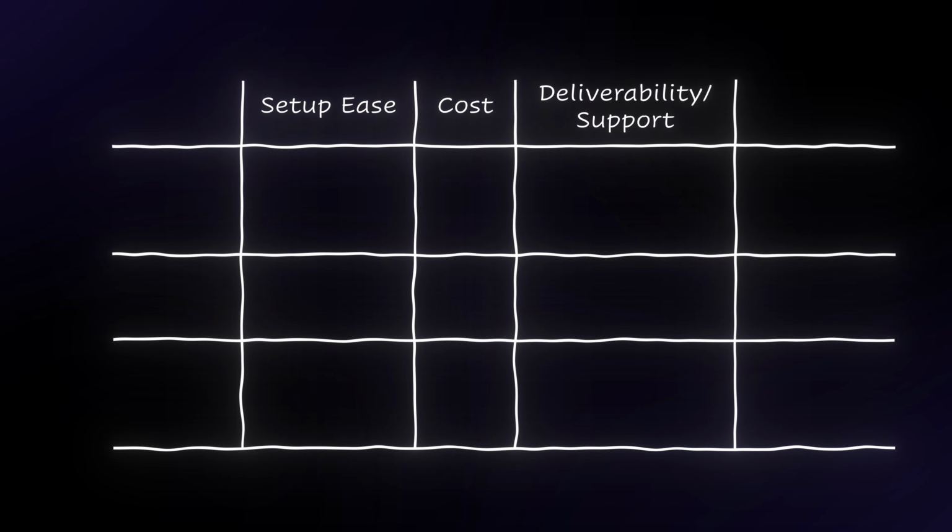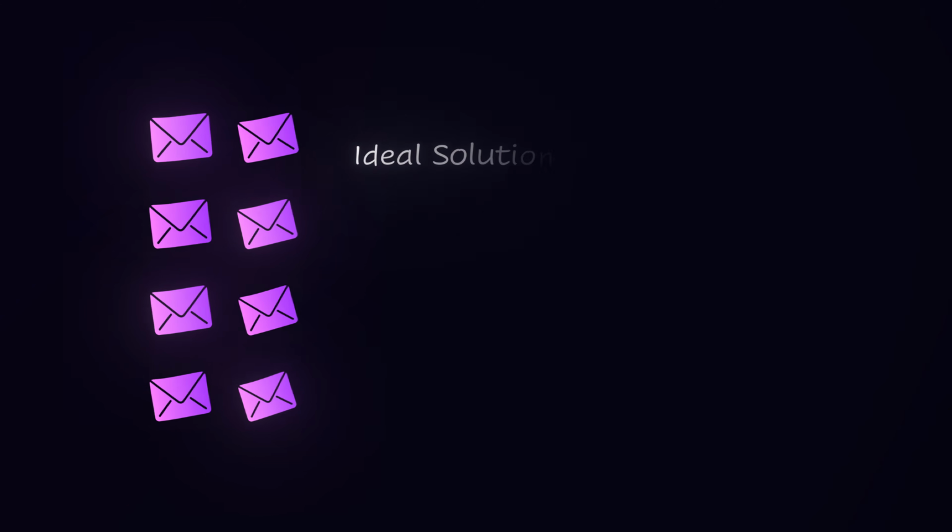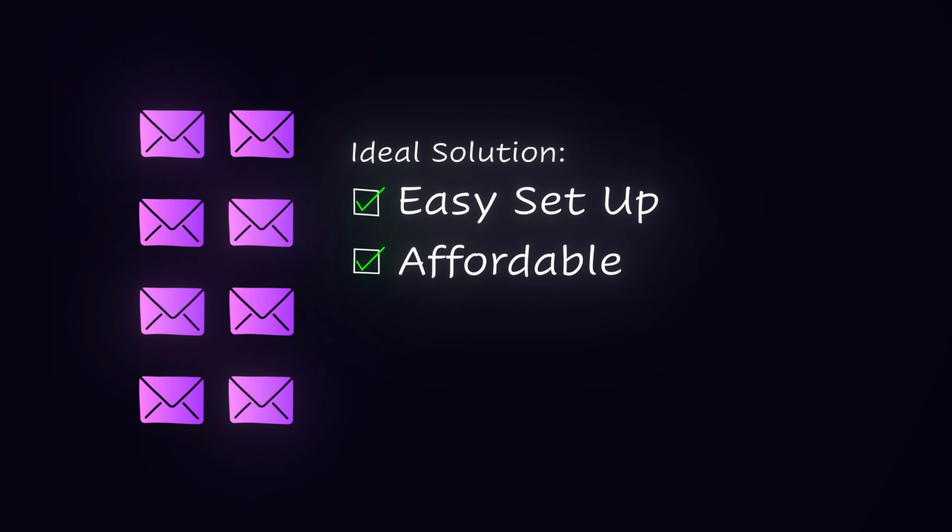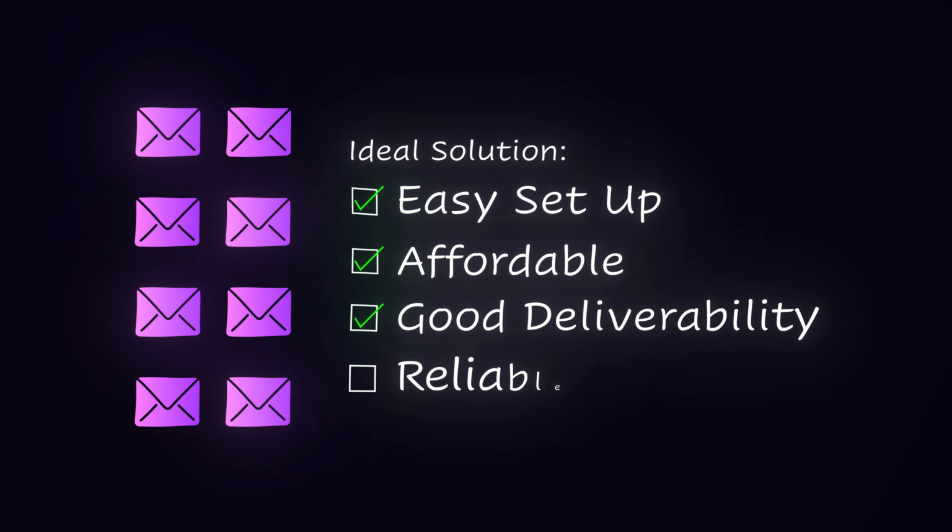The only 4 components that really matter are ease of setup, costs, deliverability and support, and reliability. In order to easily scale your cold email outreach, you want mailboxes that are easy and ideally automated to set up, that don't break the bank, especially at scale, that deliver well, and that won't get blocked.